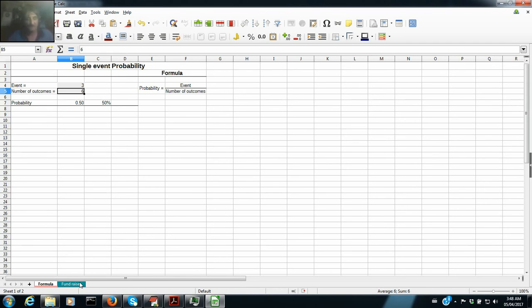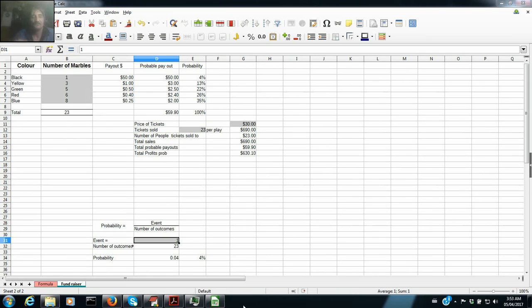So let's look at a practical example, a fundraiser. We're going to look at an application of probability. You're the chairperson of an organization, and you want to generate a little money through a fundraiser. So you get a little jar and you load it up with marbles: 1 black marble, 3 yellows, 5 greens, 6 reds, 8 blues. That gives you a total of 23 marbles.